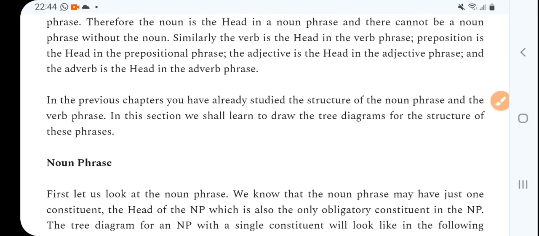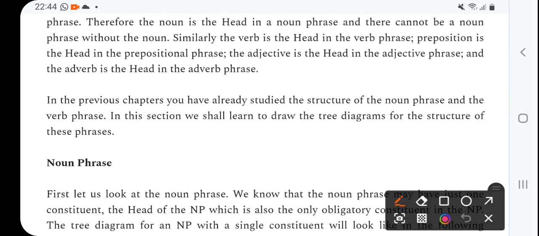Therefore the noun is the head of the noun phrase. There cannot be a noun phrase without a noun, so a noun must be in a noun phrase. Similarly, the verb is the head of the verb phrase, the preposition is the head of the prepositional phrase, the adjective is the head of the adjective phrase, and the adverb is the head of the adverb phrase.